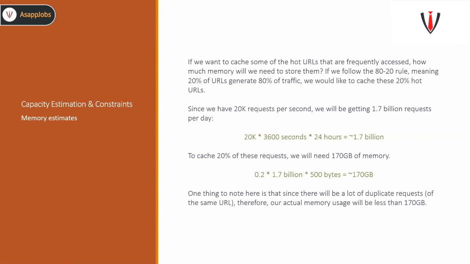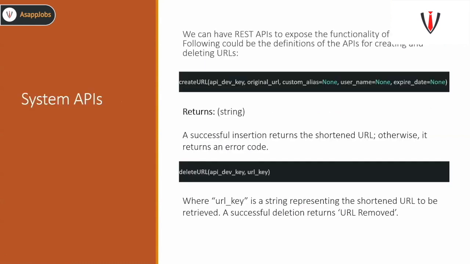It's good to talk through your estimates. Have these mental pictures in mind that, hey, I'm going to talk about these estimates. What does that mean? And the next thing that comes up is, you have defined the functional requirements, you have defined your estimates, and now you're going to define your API. How is that going to look like?